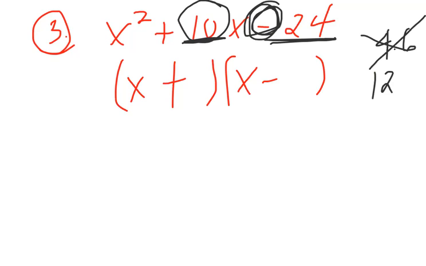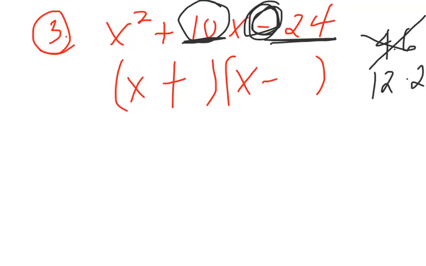12 times 2. 12 times 2 is 24. When we subtract them, do we get 10? Ooh, I think we do. 12 times 2 is 24, and 12 minus 2 does give you 10. Now, here's where you need to be careful.